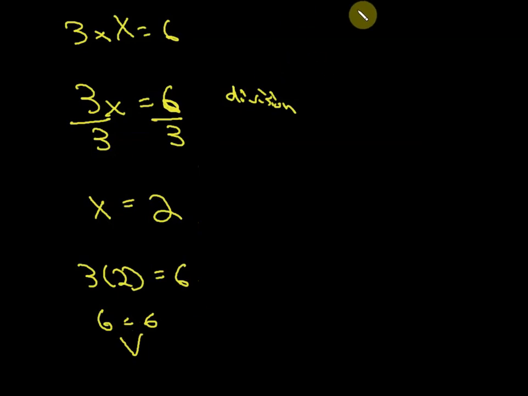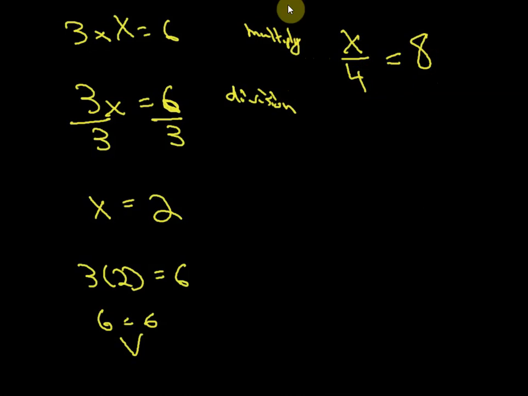So now we've shown you how to get the variable by doing the opposite of multiplication, which is division. Well, what if we did this? x over 4 is equal to 8. Well, the opposite of division is multiplication.